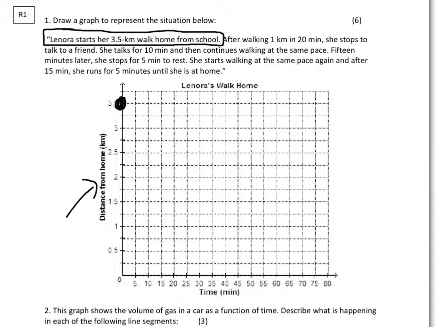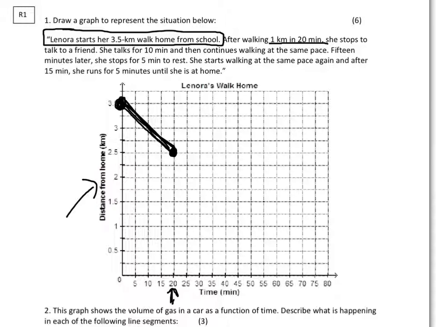So 1 kilometer in, she's going to have walked for 20 minutes. Looking at the x-axis here, or the t-axis for time, 20 minutes in, she's walked 1 kilometer. She started 3.5 kilometers away from home, and she still has about 2.5 kilometers left to go. Connect the dots, and we are off to the races. If you connect the dots better than that, that's fantastic.